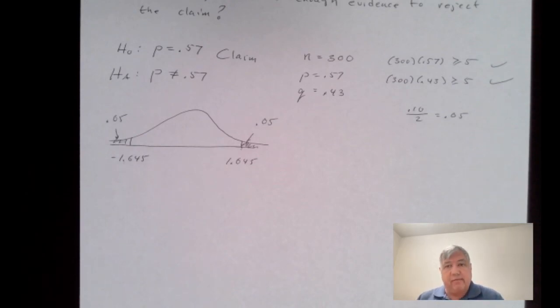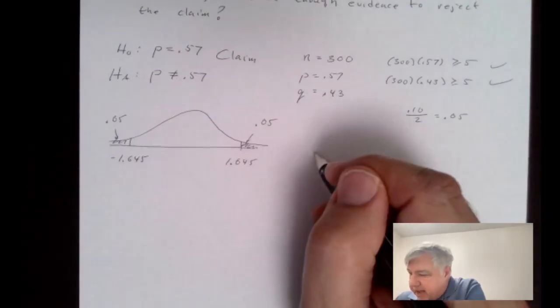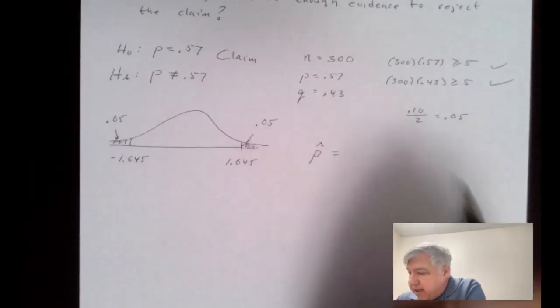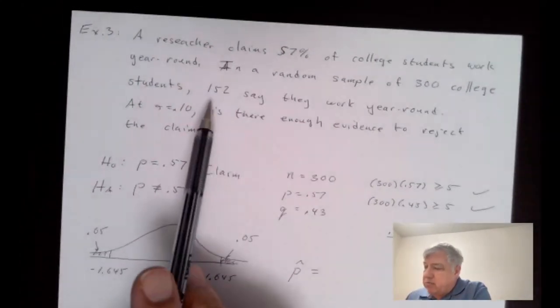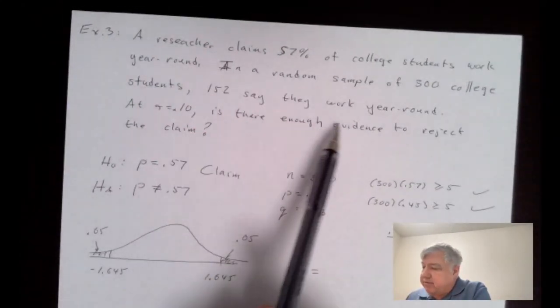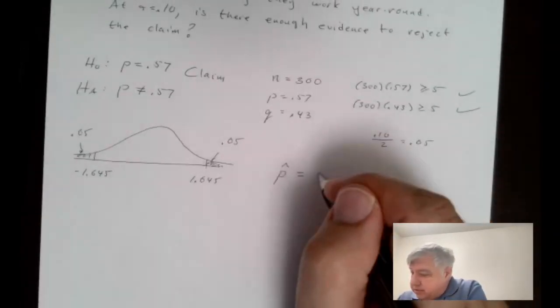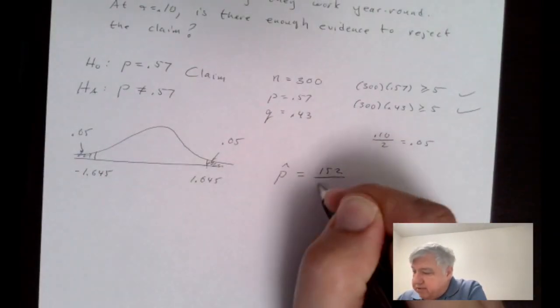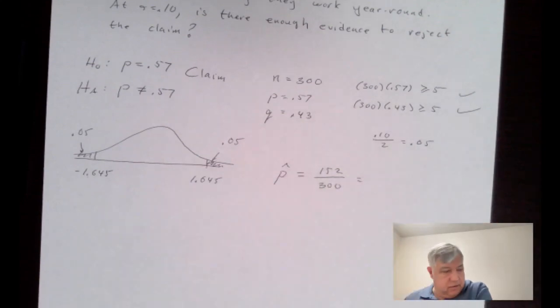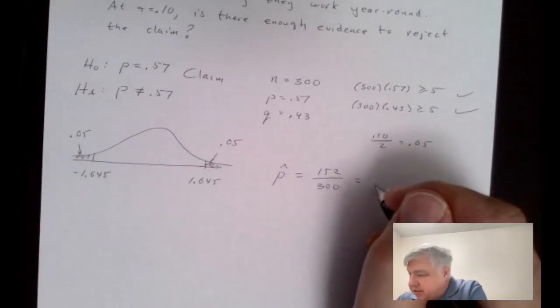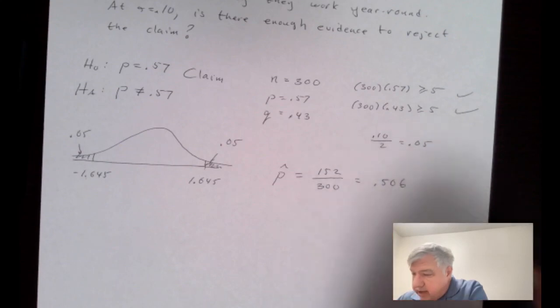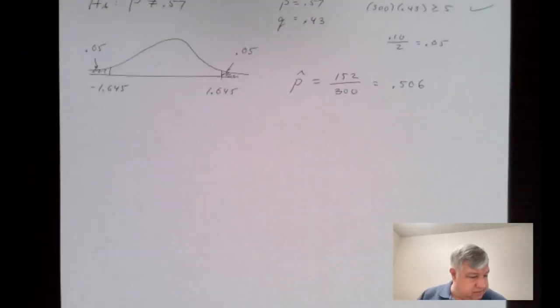The one thing we haven't done yet is calculate our sample proportion, p hat. We have to do that first. And we say that 152 out of 300 work year-round. So p hat is 152 over 300, which is 0.506. We'll round to 3 digits here.